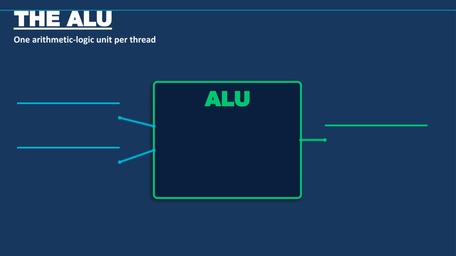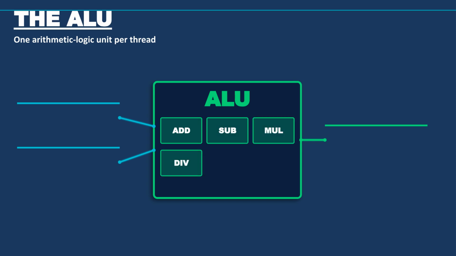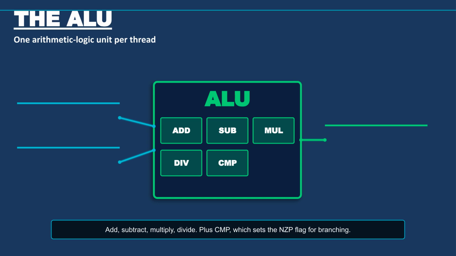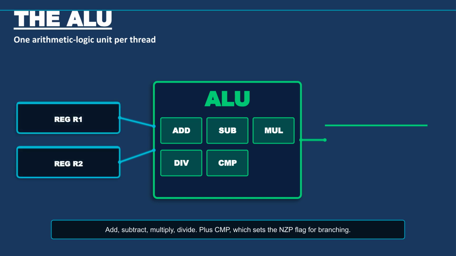The ALU, or arithmetic logic unit, performs operations like add, subtract, multiply, and divide. It also includes the compare function, CMP, which sets the NZP flag for branching purposes. Data is input from registers R1 and R2, and the result is written back to R0.